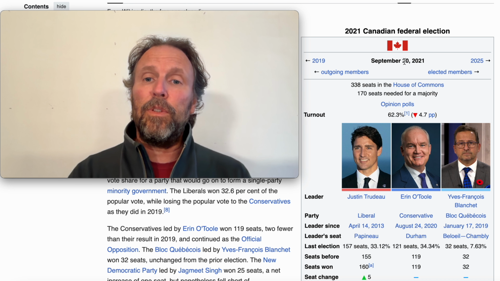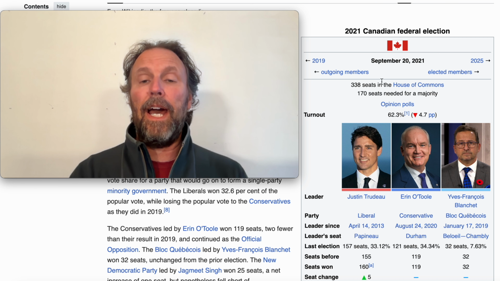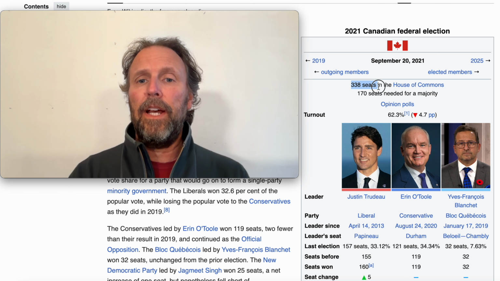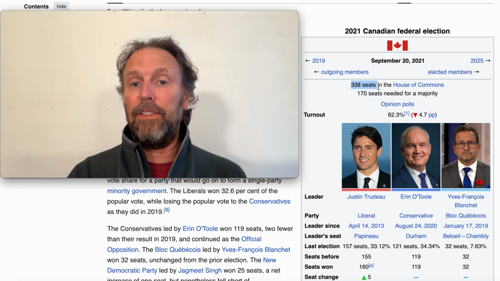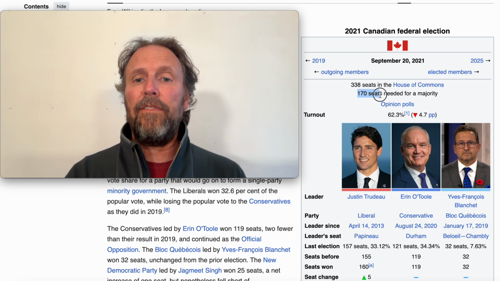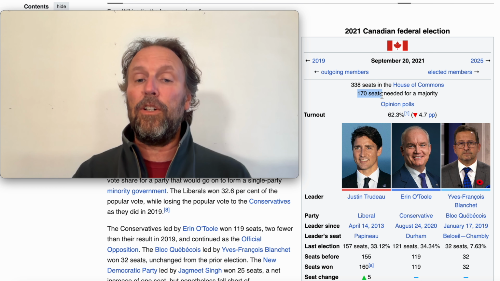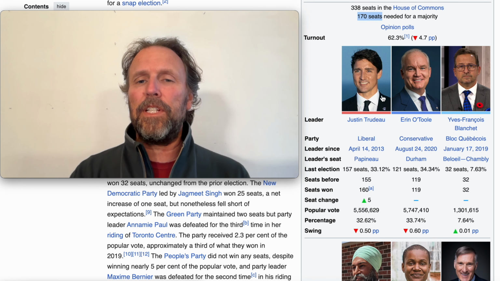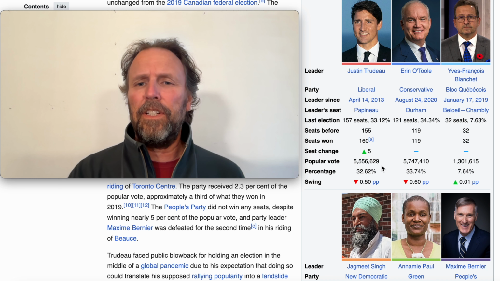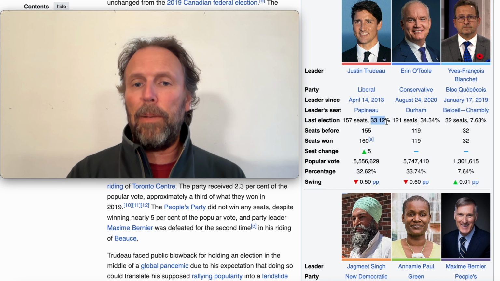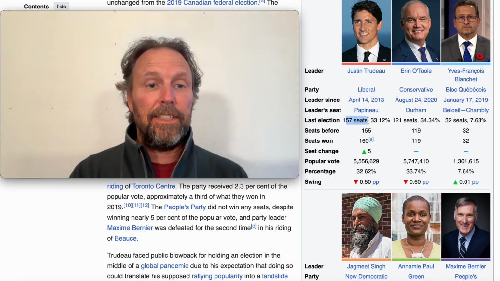So the last election was September 20th, 2021, and at that time there were 338 seats in the House of Commons. 170 seats were required for a party to win a majority, 170 or more seats. Let's look at the results here. The Liberals received 33.12% of the popular vote, and that translated into 157 seats in the House of Commons.